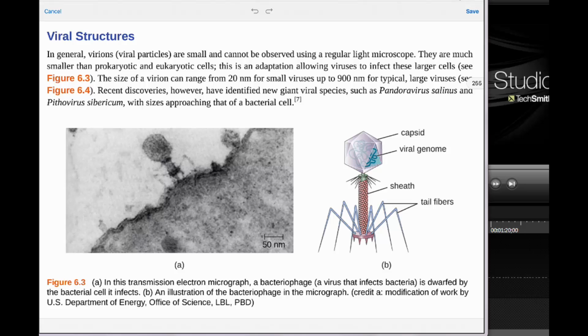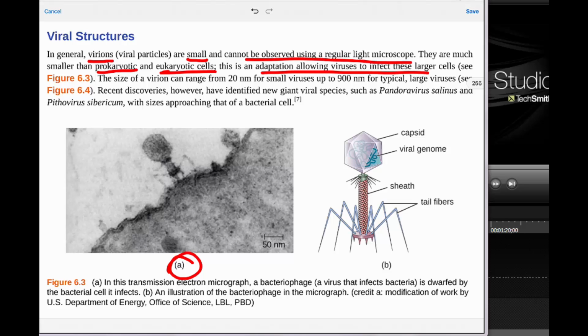All right, so now we're going to talk about the viral structure, so the structure of various types of viruses. In general, virions, as they're also called, are the viral particles, are small and cannot be observed using regular light microscopes. So they're so small we can't use our regular light microscope. We can't get an image like in A here on a microscope that we could use in a laboratory. They're much, much smaller than prokaryotic and eukaryotic cells. This is an adaptation that allows the viruses to infect these larger cells.